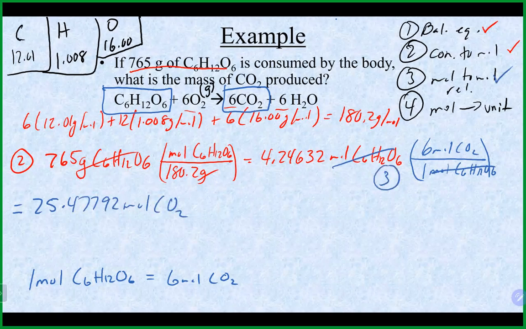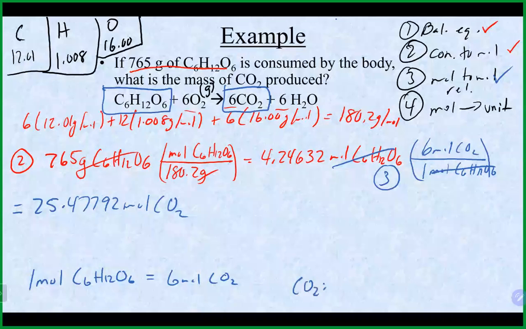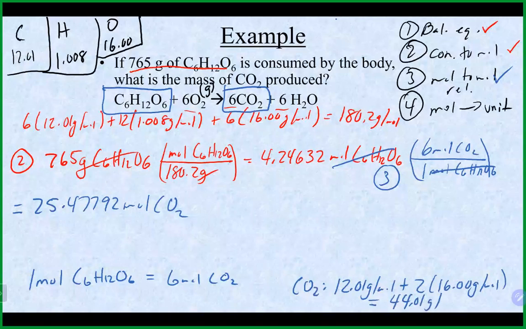What is left is step number 4, because we're interested in grams as a final answer, not moles. So we need the molar mass. At this point, we are at CO2, so we need the molar mass of CO2. We did that earlier: 12.01 grams per mole, plus 2 times 16 for our oxygens. Using just the formula for molar mass, that is 44.01 grams per mole.